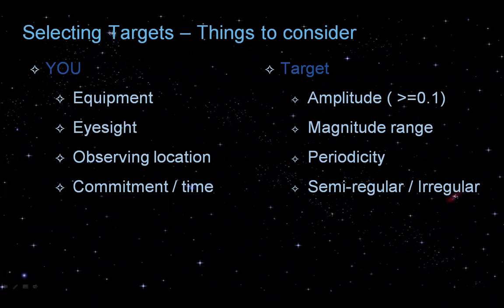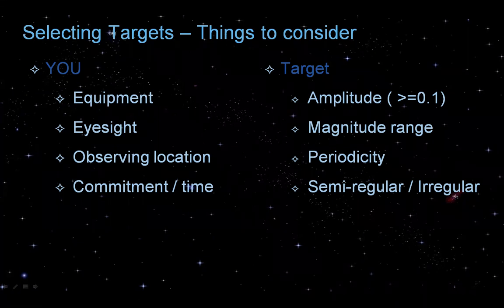Okay, next slide is selecting targets, things to consider. So basically it's broken down to two areas, you and your target. For you, you need to think about the equipment you have and your eyesight, because as we know, as we get older, our eyesight changes. Your observing location, are you in a rural area or are you in a downtown major city? And what's your commitment time to doing this?